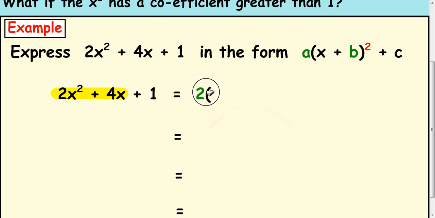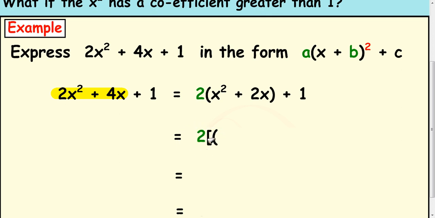So if we do that, take a common factor of 2, we're going to get x squared plus 2x, and then plus 1 at the end, because the common factor is just taking out the first two values here. The next thing we're going to do is complete the square with the x squared plus the 2x. Now, because this is all going to be multiplied by 2, we're going to have to create new squared brackets.